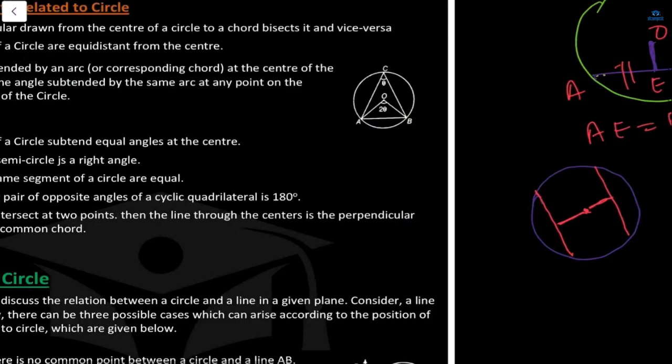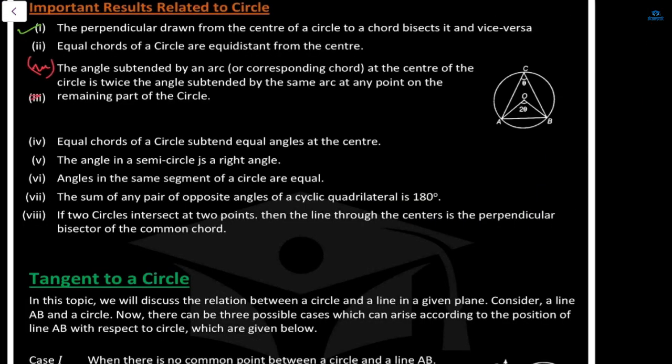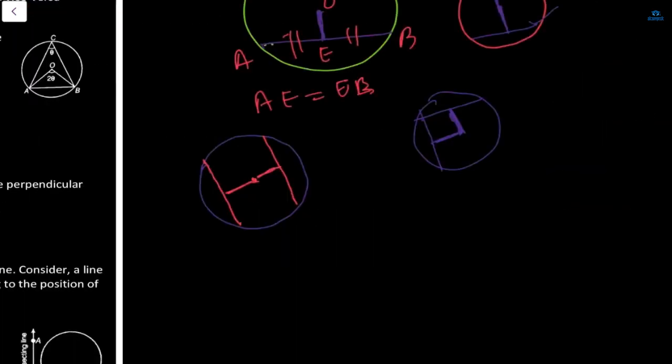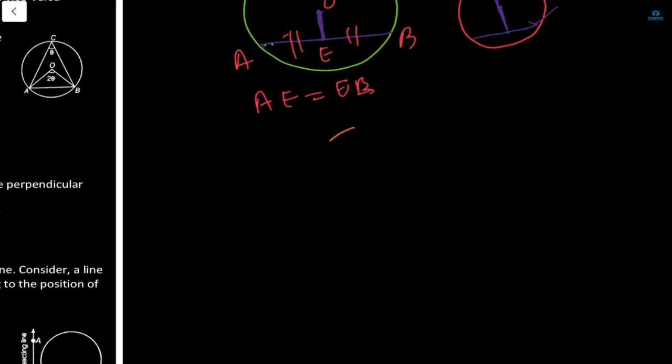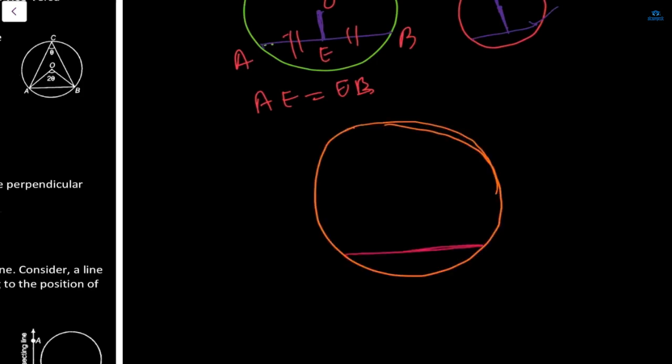Okay, now the third point is from here. The angle subtended by an arc, listen, arc, or you can say a chord, at the center of the circle is twice the angle subtended by the same arc at any point on the remaining part of the circle. For example, I'll tell you. Now this is a circle. You have a chord. Either you can take this chord AB or you can take the arc AB also.